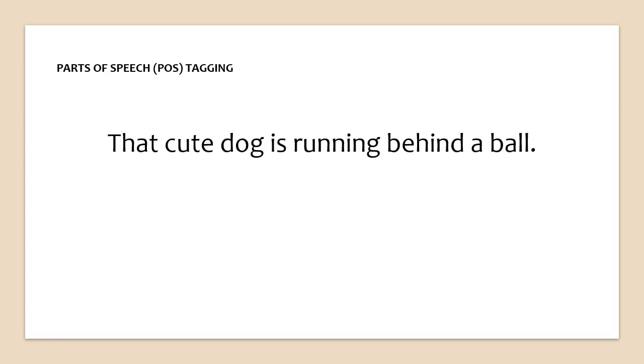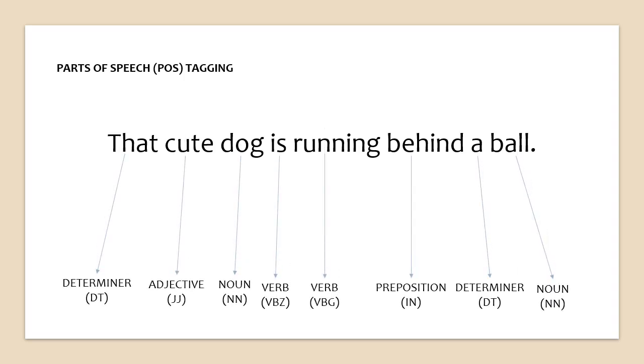So let's see what parts of speech tagging is. Assume that you have a sentence like this: that cute dog is running behind a ball. What you want to do is find the elements of this sentence as per English grammar. So you want to find out what is a determiner in this sentence, what is a noun, what is a preposition, what is an adjective, and so on. So for this input sentence, we have these parts of speech tags.